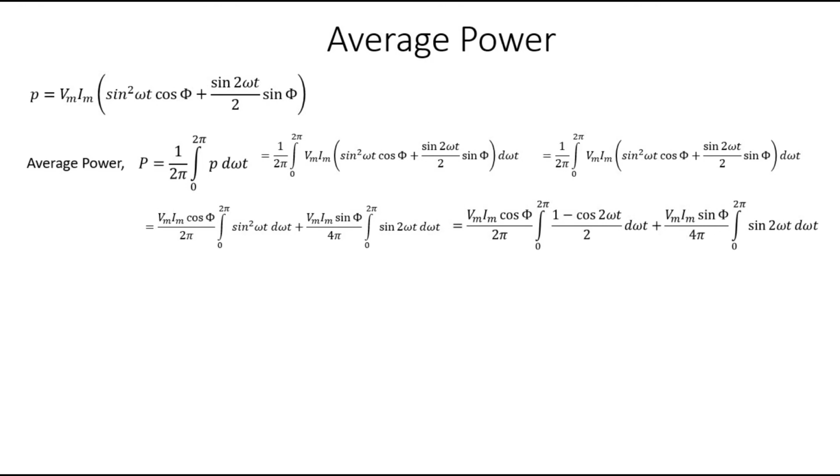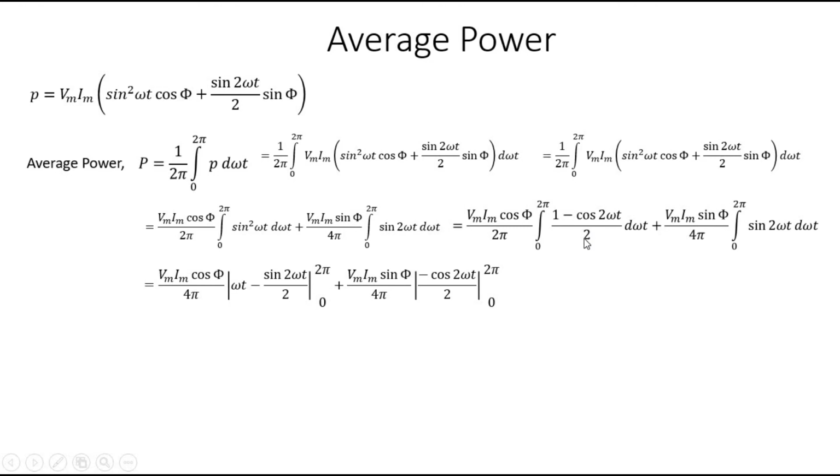So the integral of this term is, we can take 2 as a constant, so 4 pi stays, and the integral of 1 is omega t minus cos 2 omega t. The integral of cos 2 omega t is sin 2 omega t by 2, and the limits are 0 and 2 pi. For this term, the integral of sine 2 omega t is minus cos 2 omega t divided by the differential of this. The limits are 0 and 2 pi.